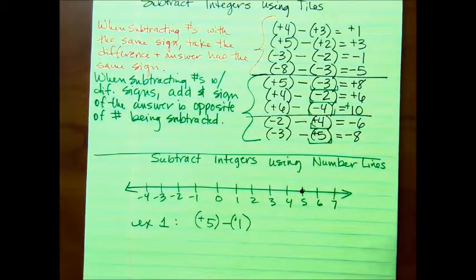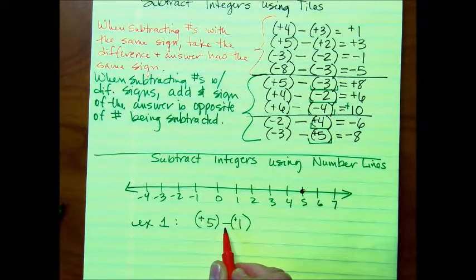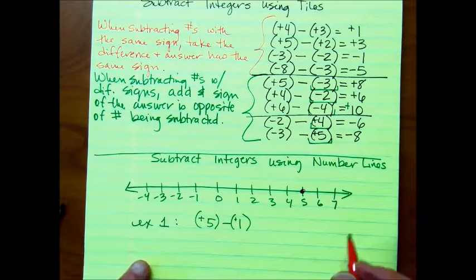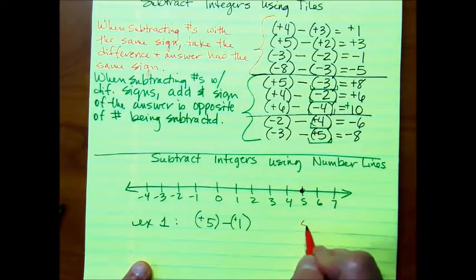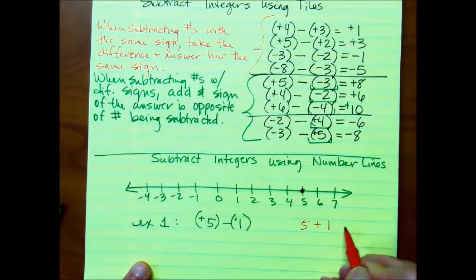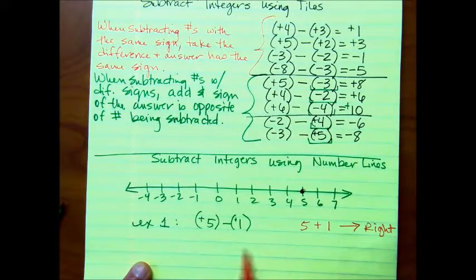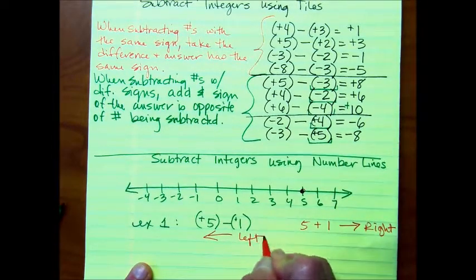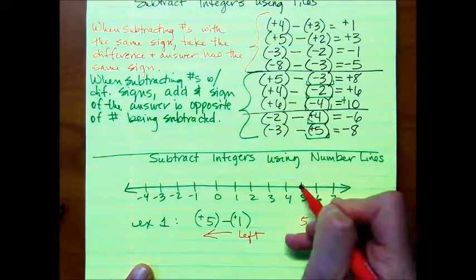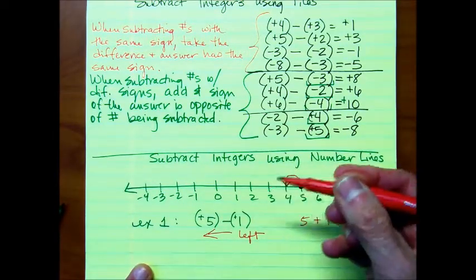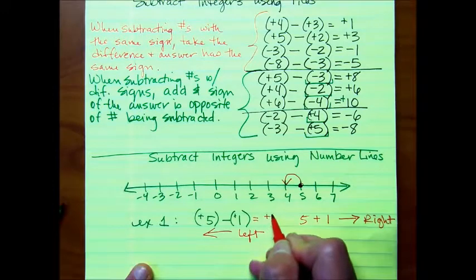Okay, here's our 5. Now, what we're doing is we're taking away a positive, and so when we're taking away, or generally, let me backtrack. When we're adding, say if we were adding 5 plus 1, we would move to the right, okay? Now, when we're taking away a positive number, we're going to move to the left, okay? So left. So 5 take away 1 means we're going to move over one place to the left, and that's going to give us a positive 4.